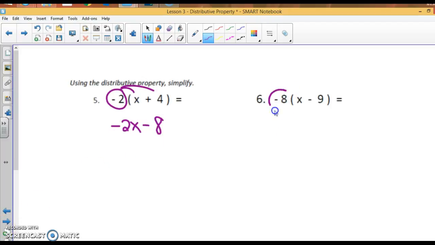This one, pay attention to signs. Negative 8 times the quantity x minus 9. Negative 8 times x is negative 8x. Negative 8 times negative 9 is positive 72. So plus 72.